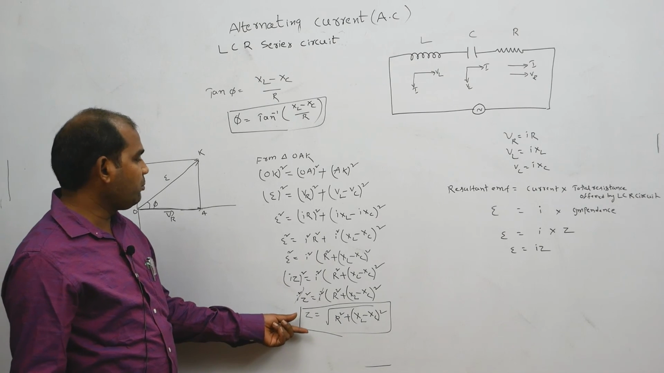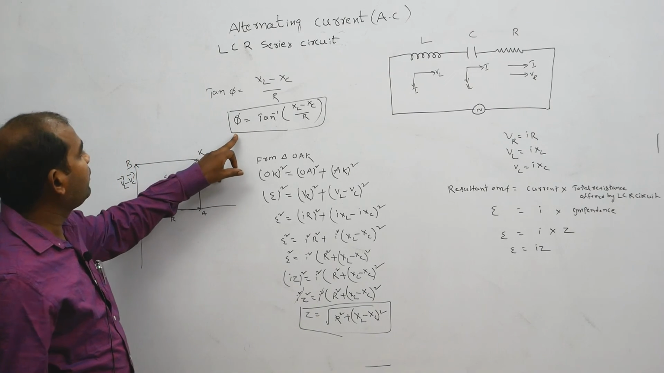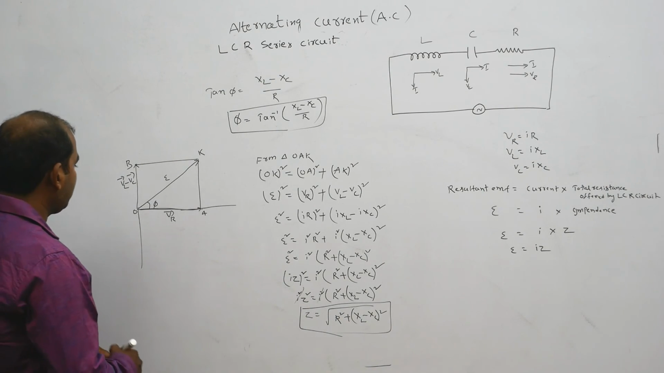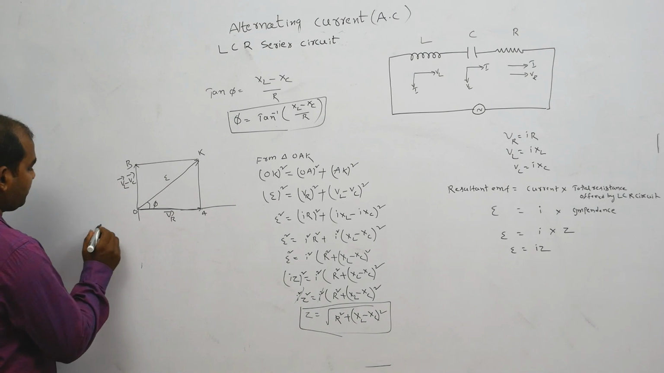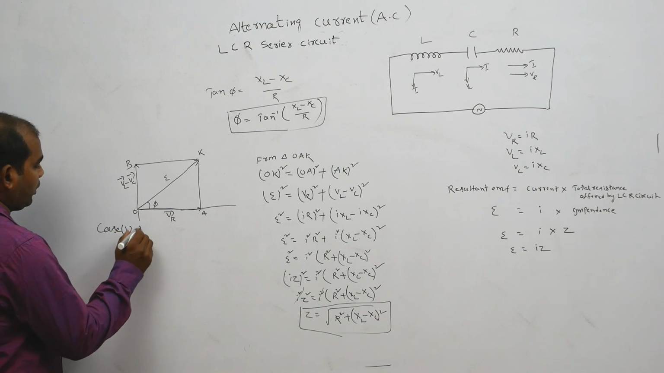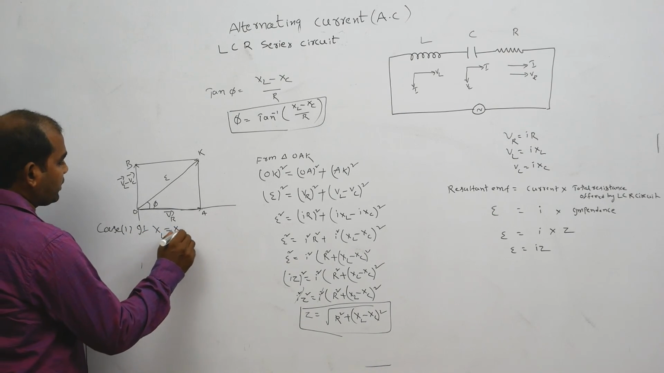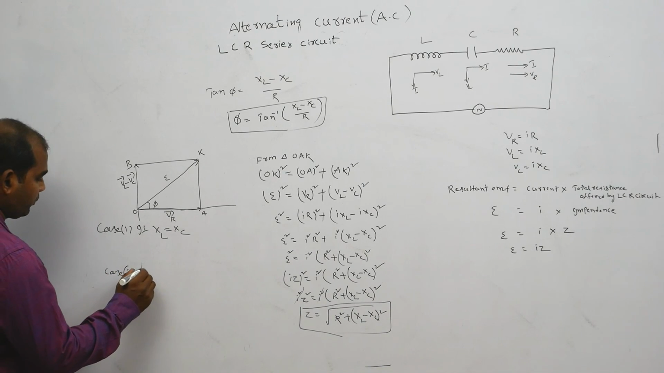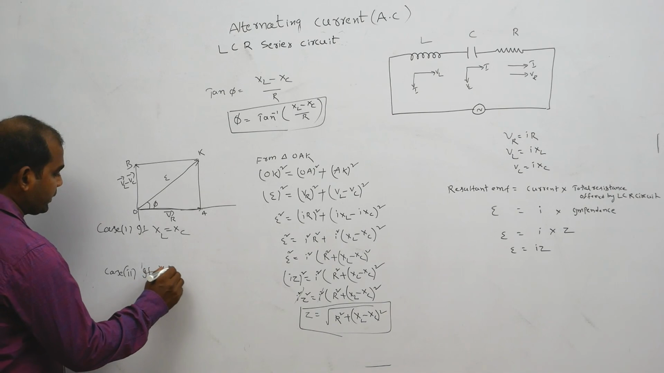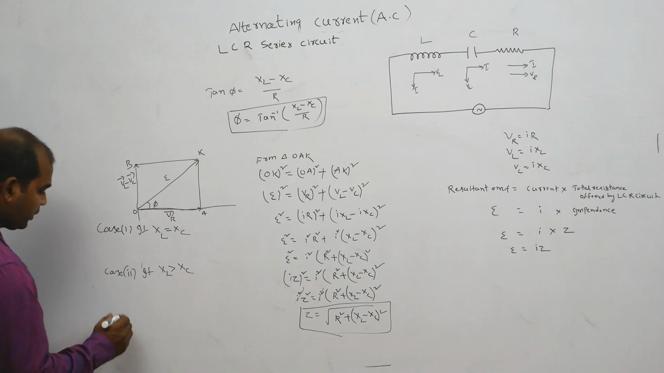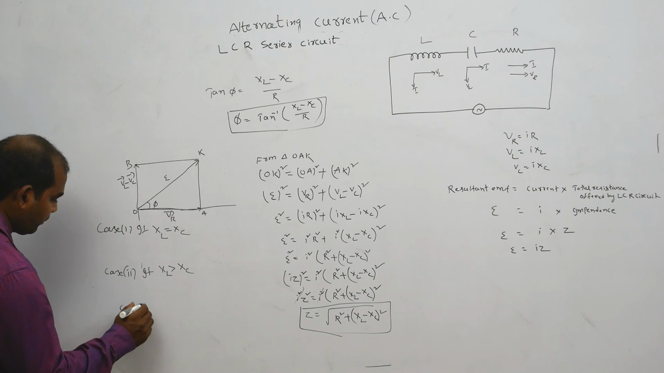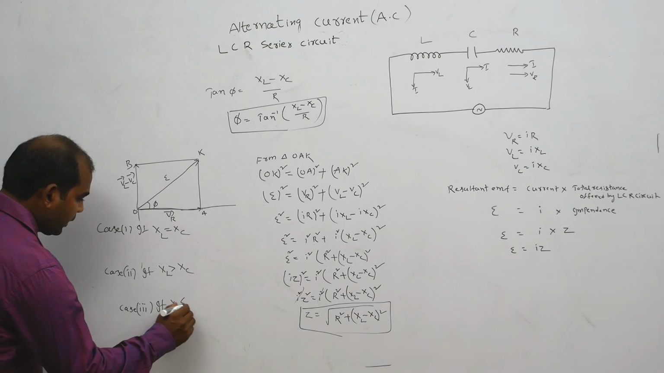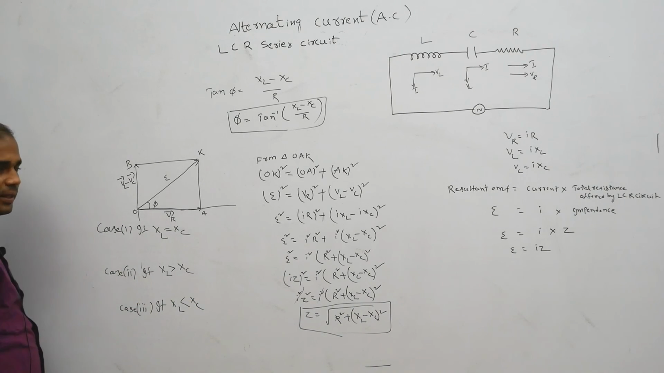After seeing this impedance formula and the phase difference formula, we need to discuss three cases here. What are the three cases? Case 1, if XL is equal to XC, what will happen? Case 2, if XL is greater than XC. Case 3, if XL is less than XC, that means XC is greater than XL.